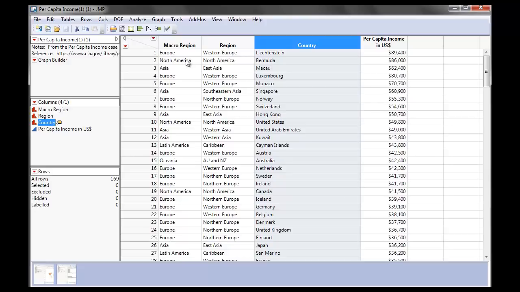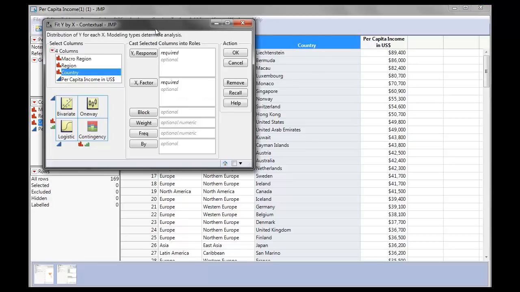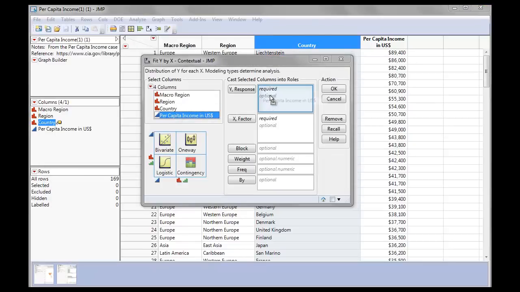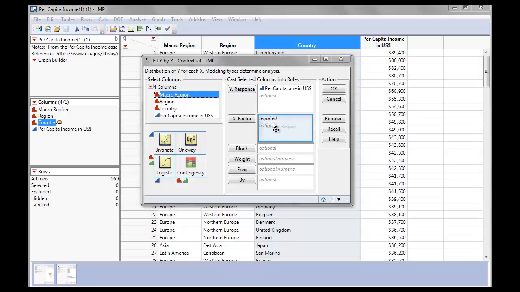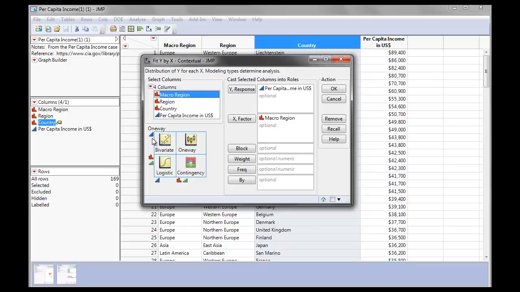Start analyzing by running test of means. We use fit y by x. Per capita income, which is the continuous variable of interest, goes to y response area, and the macro region into x for a factor. And by the legend on the left side, we know that in one-way analysis, if y response is a continuous variable and x or factor is nominal or ordinal, we should expect a one-way analysis.